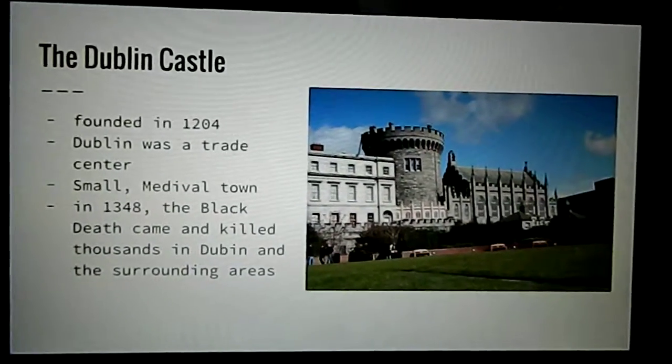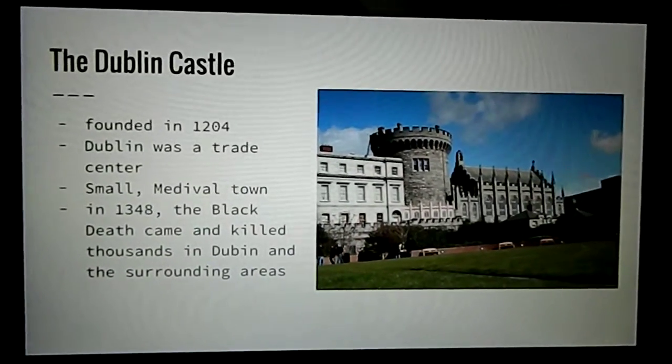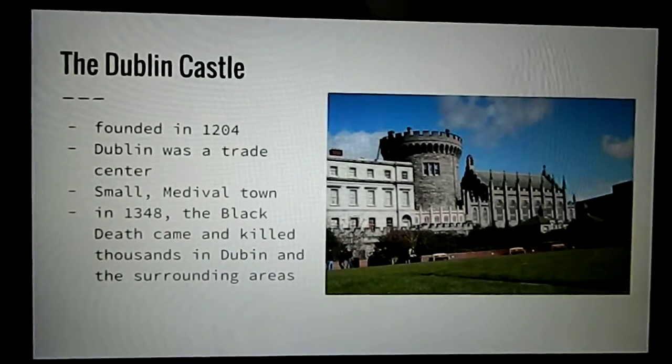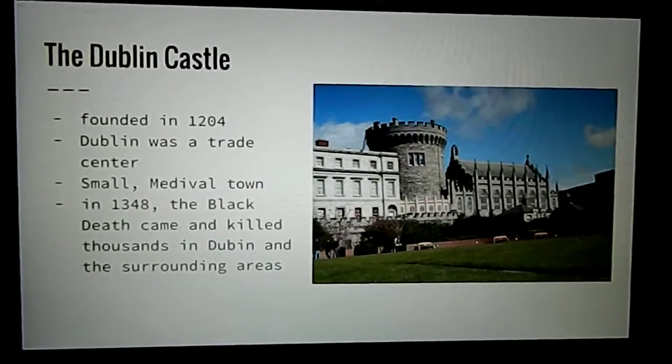And then just a fact about that, people have definitely heard about the Black Death that happened in 1348. It came and killed thousands of people in Dublin and the surrounding areas. And many people know about it because it was such a big deal, and it was just crazy that it happened.